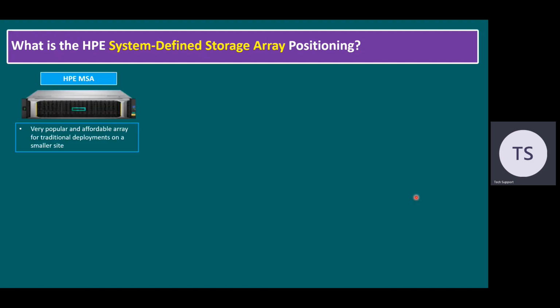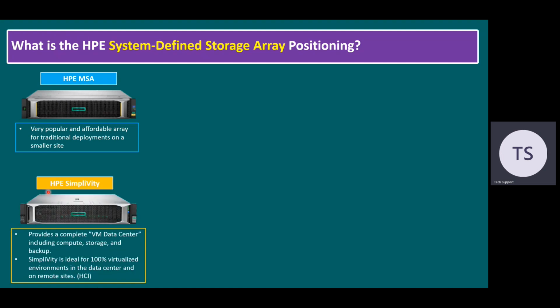Okay, the first one is HPE MSA, Modular Storage Array. This modular storage array is normally more popular as an affordable array for traditional deployment on a smaller site. Smaller site means it can be a customer's branch office or remote office. For those offices, if the storage requirement is minimal, we will prefer an HPE MSA solution.